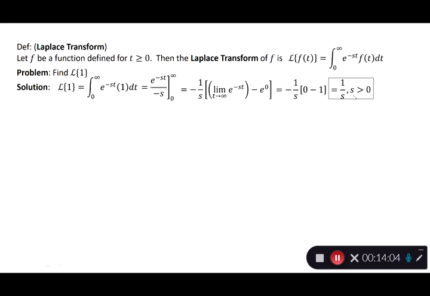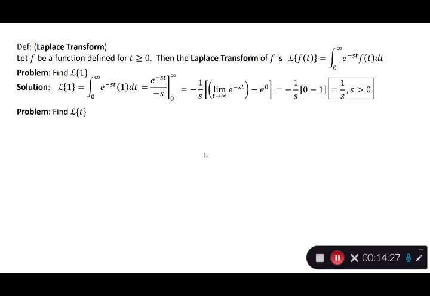Cool? So what did we find? Laplace of 1 is equal to 1 over s, provided s is greater than 0. Simple? So you just figured out your first Laplace transform. Cool. Let's proceed. Find Laplace of t.